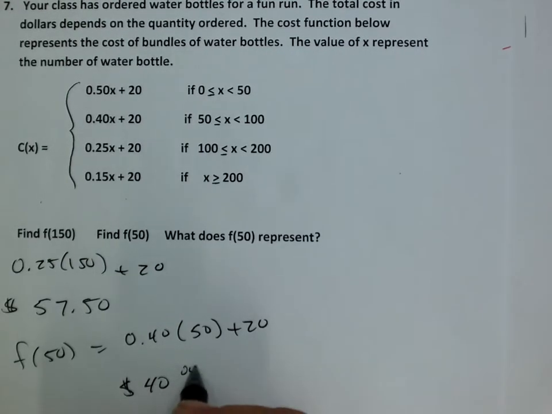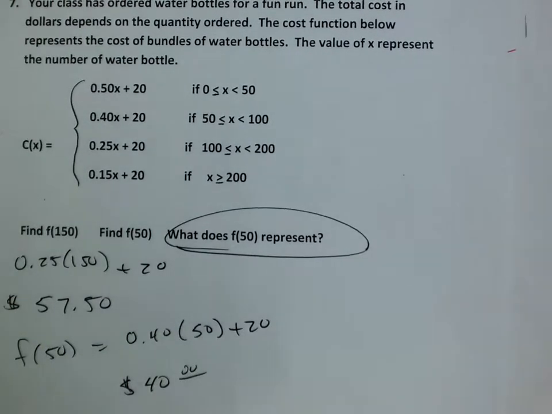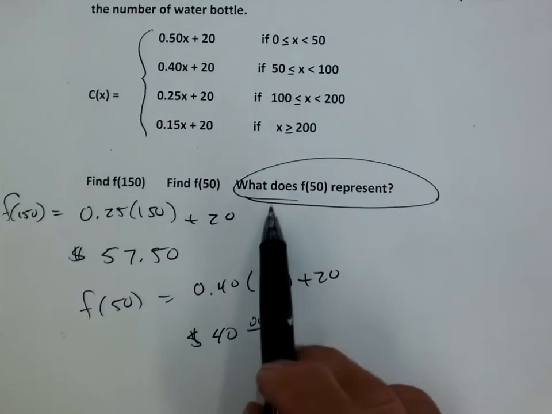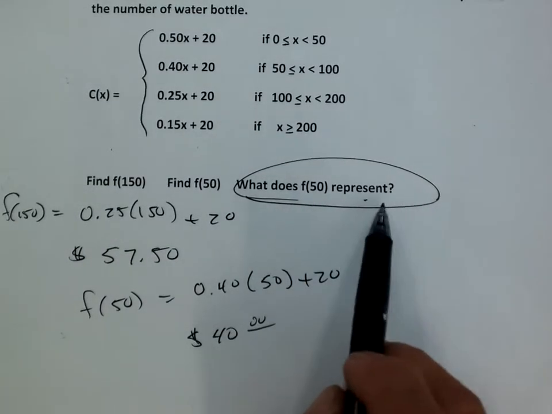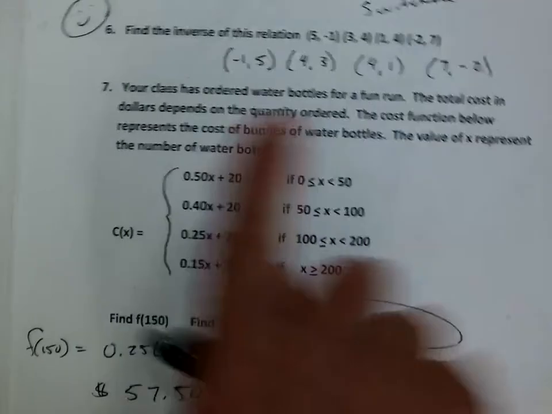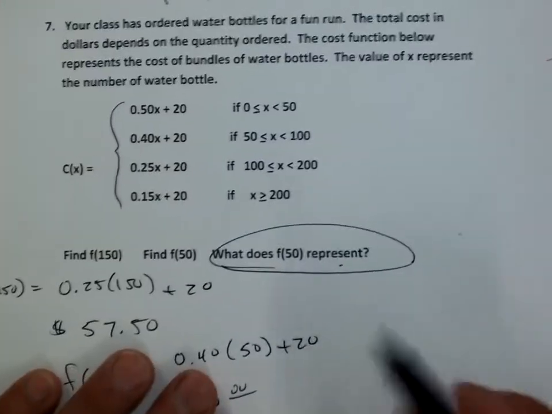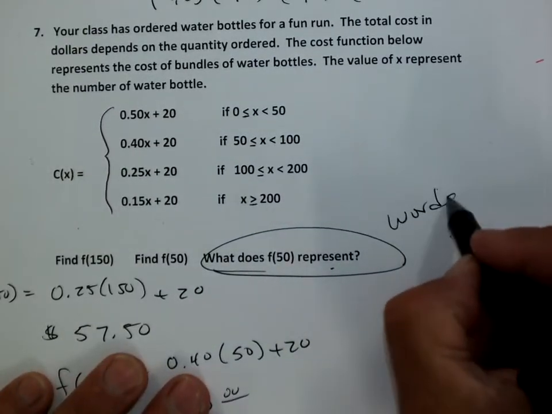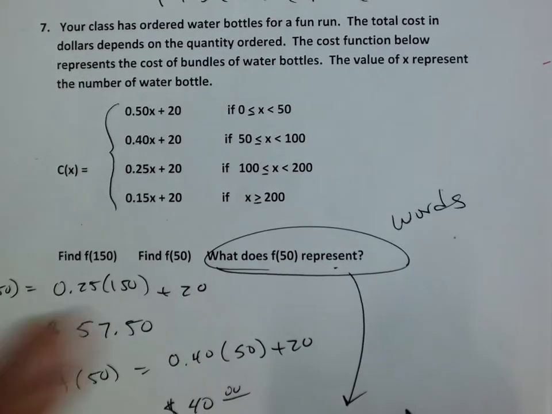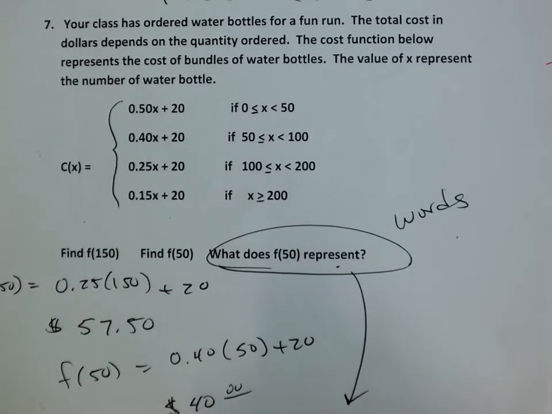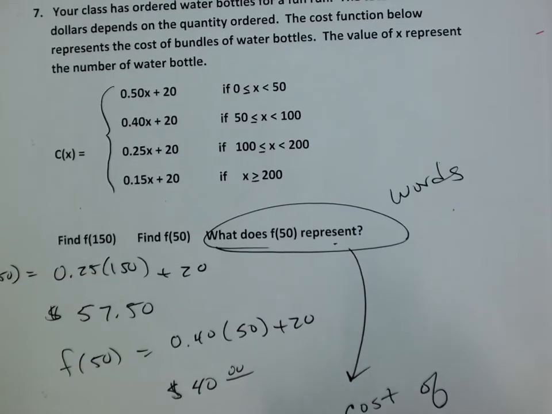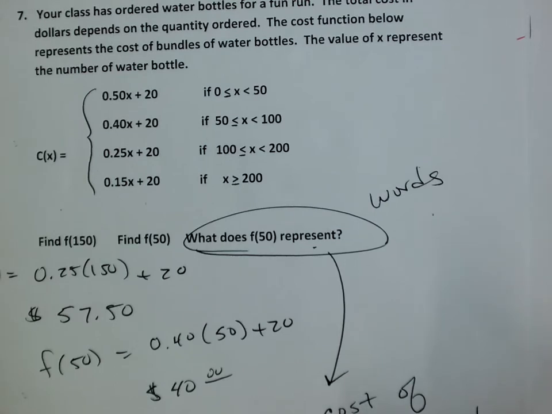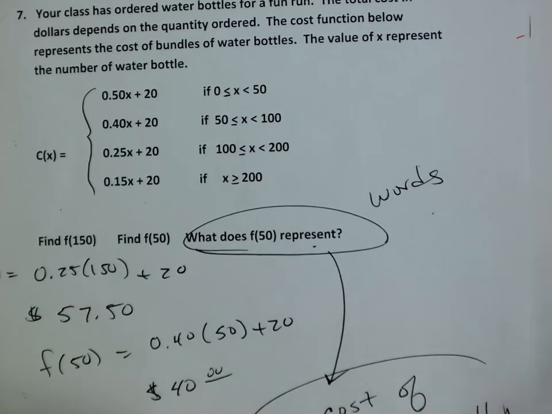Now, a lot of kids miss this last piece. Let's not, and nobody's going to miss it, right? What does f of 50 mean? Well, what is the problem all about? I want words. What does this mean? I want words. Well, it's simply the cost of 50 water bottles. That's it. Use words. It's just the cost of 50 water bottles.